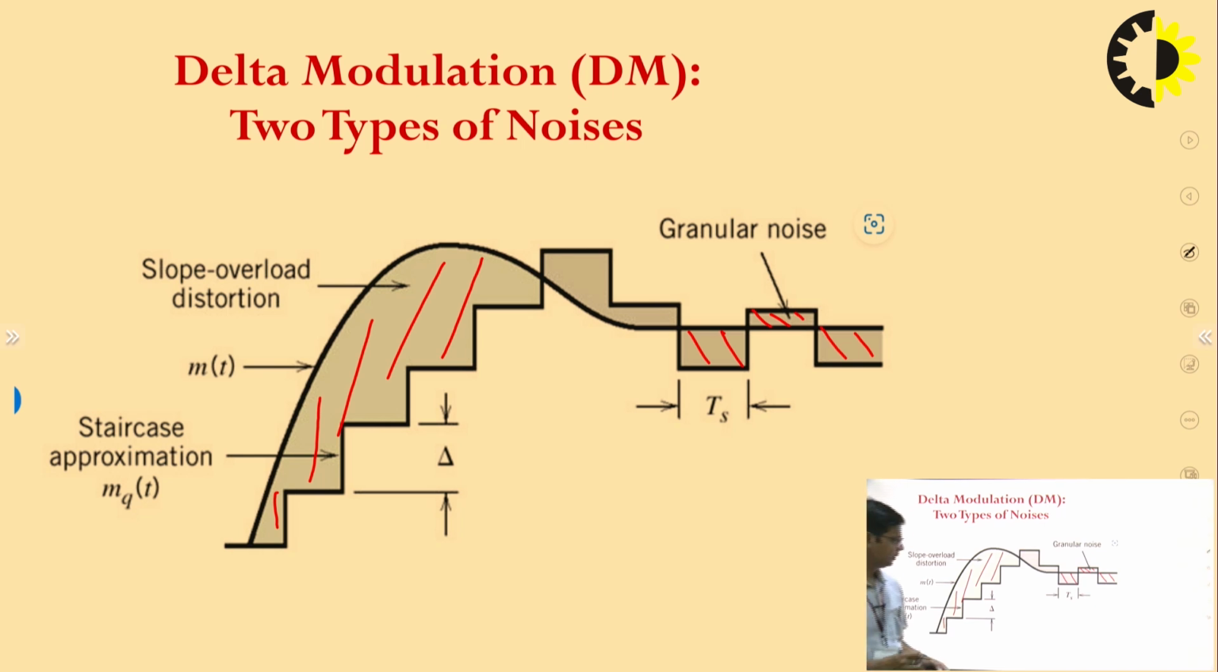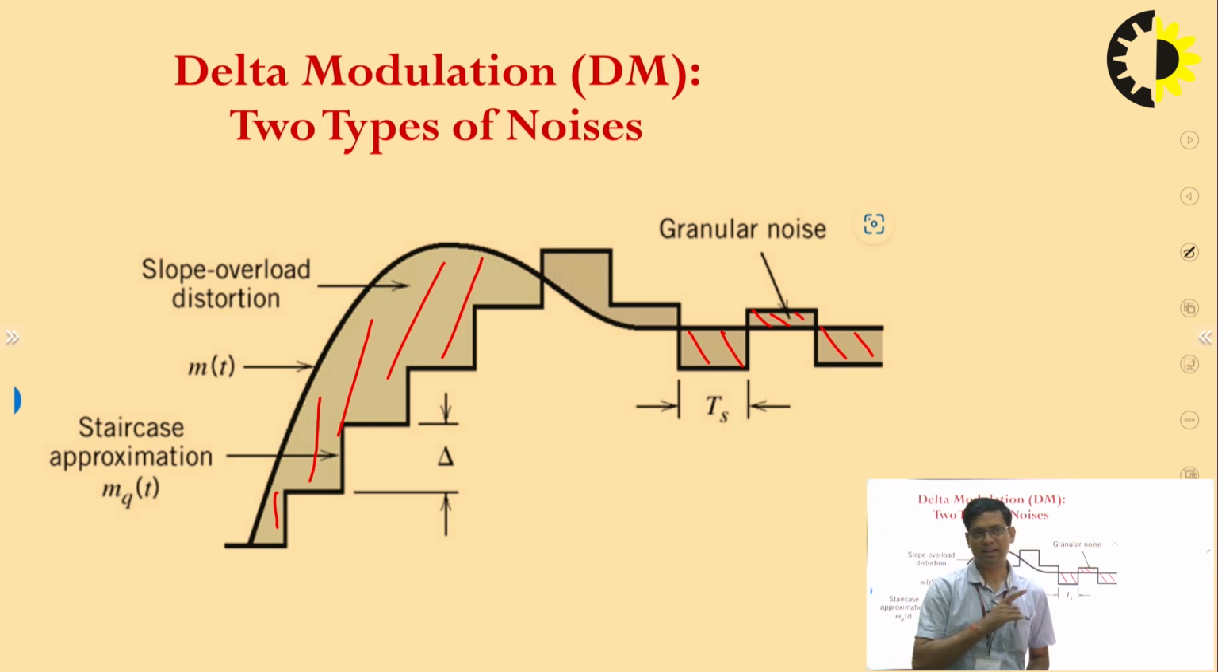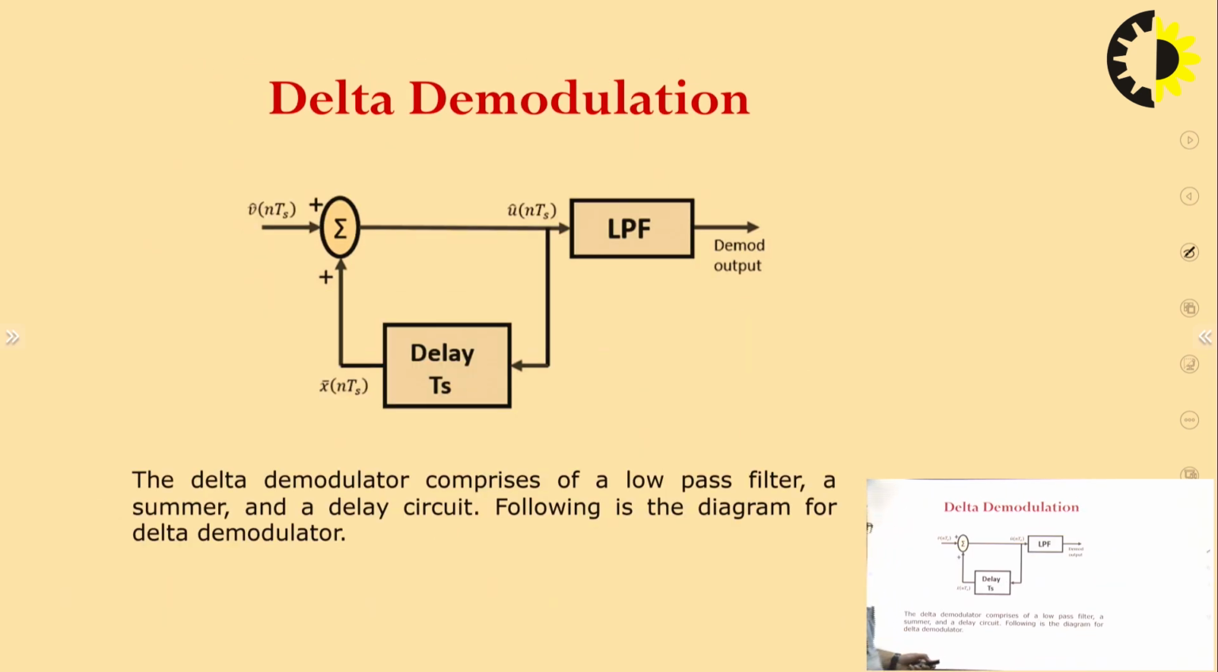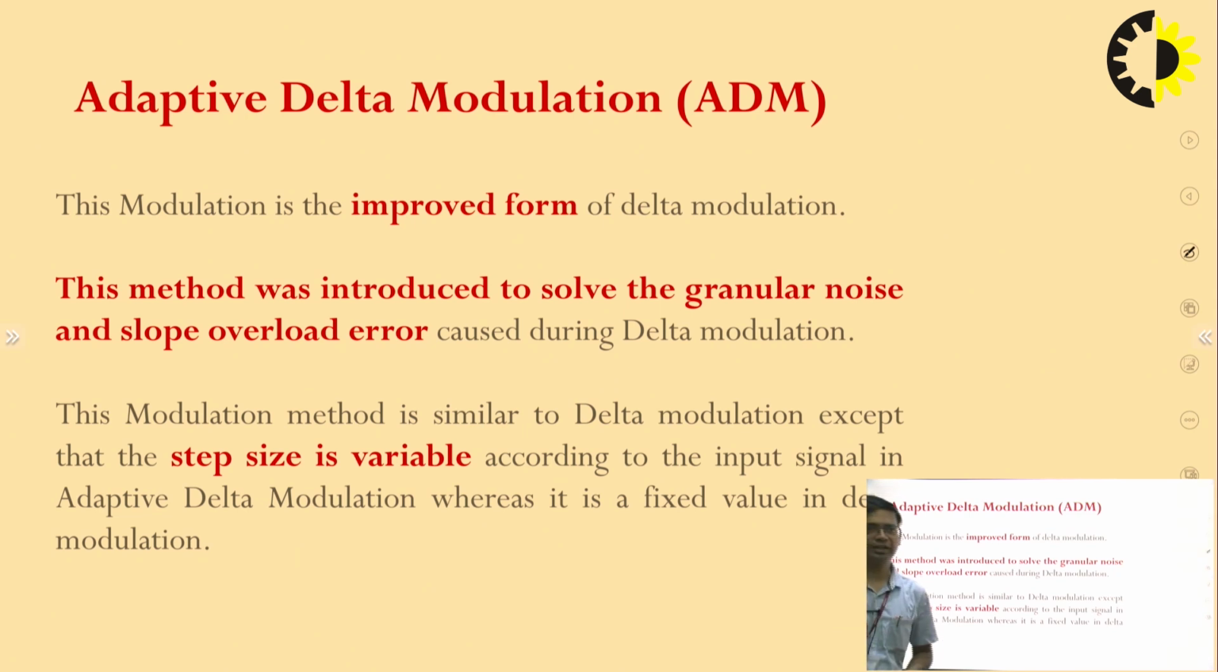Now, these two types of noises that occur in delta modulation can be minimized to a great extent if we use the adaptive delta modulation technique.